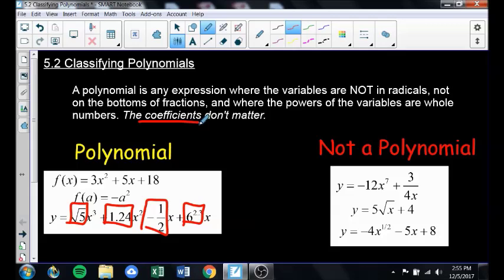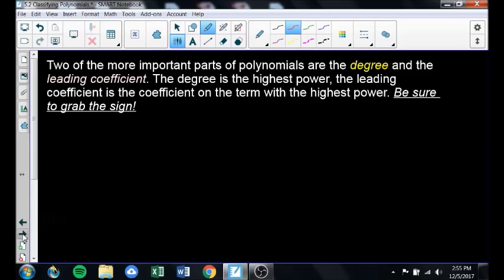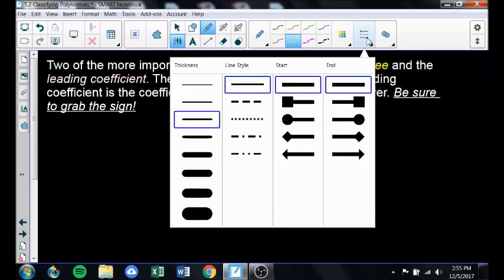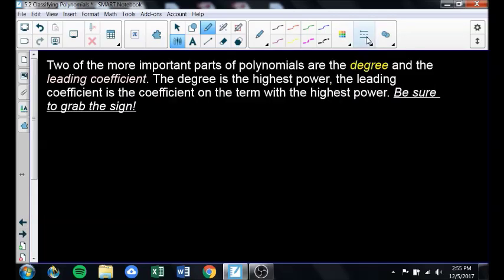So everything over here isn't a polynomial because that x on the bottom of a fraction, or that x inside of a square root, or that x has a fraction power, or a decimal power, or a negative power. Any weird powers happening to a variable ruin the polynomialness of an expression. And that's not a bad thing. It's not bad to not be a polynomial. We're just trying to classify things in certain ways.